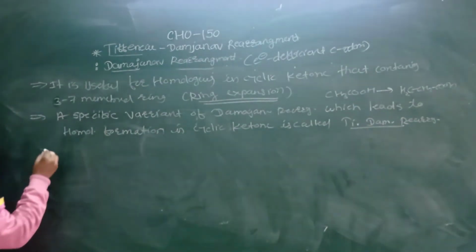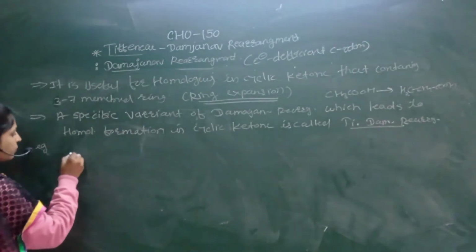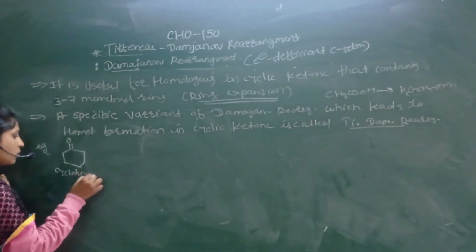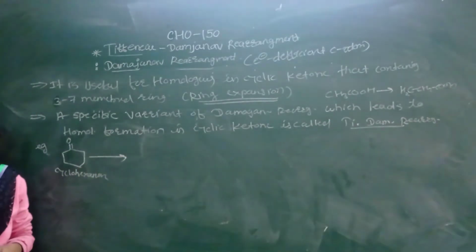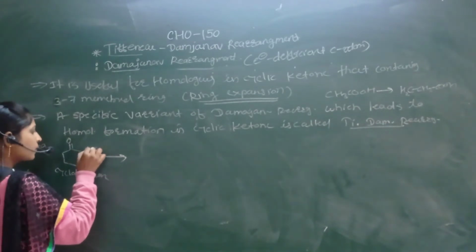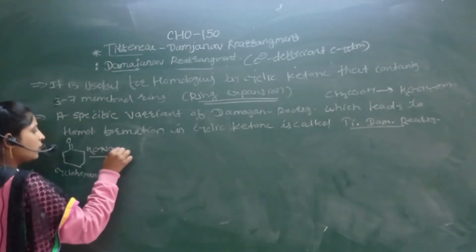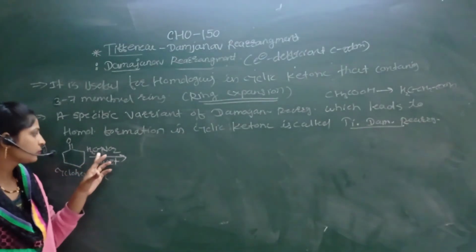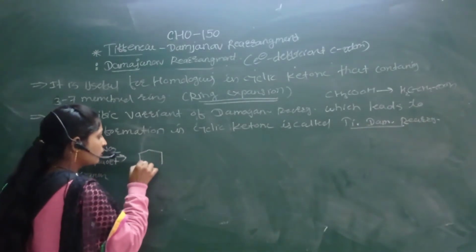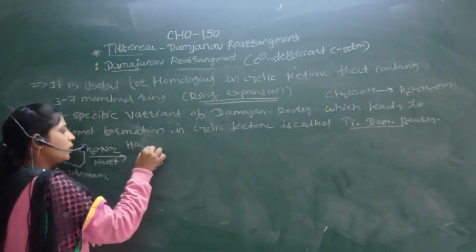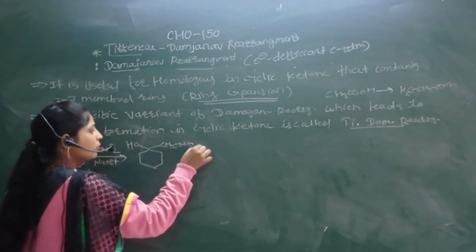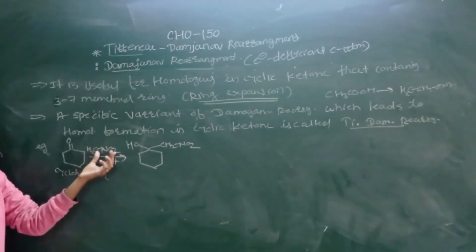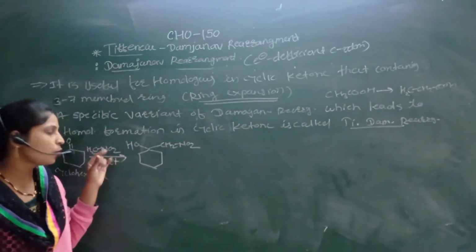We have to take, for example, cyclohexanone, which reacts with nitromethane in presence of base NaOH. So here is the formation of the OH, CH2NO2. How does this formation happen? Here NaOH and CH3NO2, so OH minus can abstract the proton from this CH3.